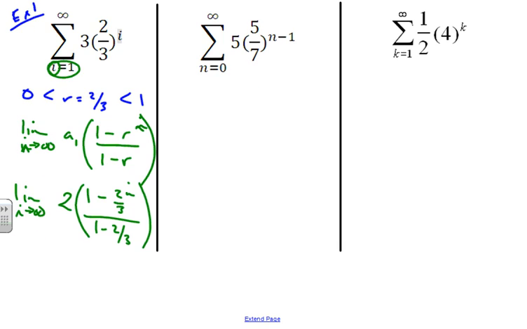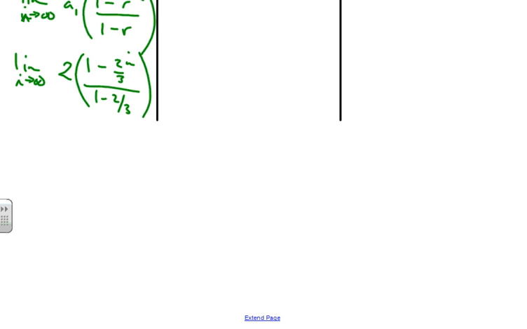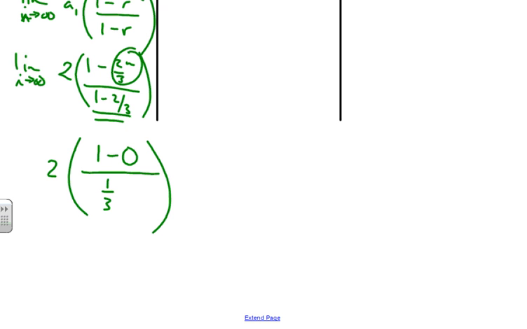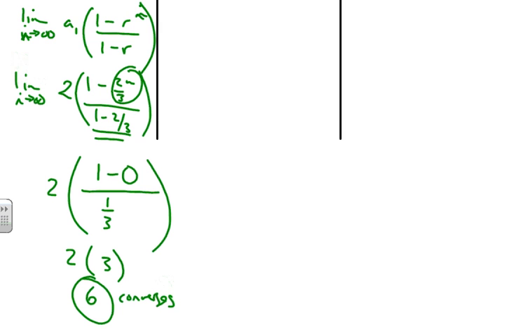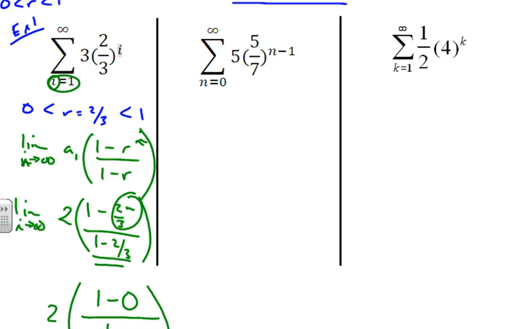Going through here, we're going to simplify this now. As i goes to infinity, this term turns into 0, because it becomes a smaller and smaller value. We have 1 minus 2/3, which is 1/3. Then all that is multiplied by 2. So when you simplify, you have 3 times 2, which equals 6. So this converges to the sum of 6. If you add all these values together, it's all going to converge to 6. Pretty neat. All right, let's try another one.